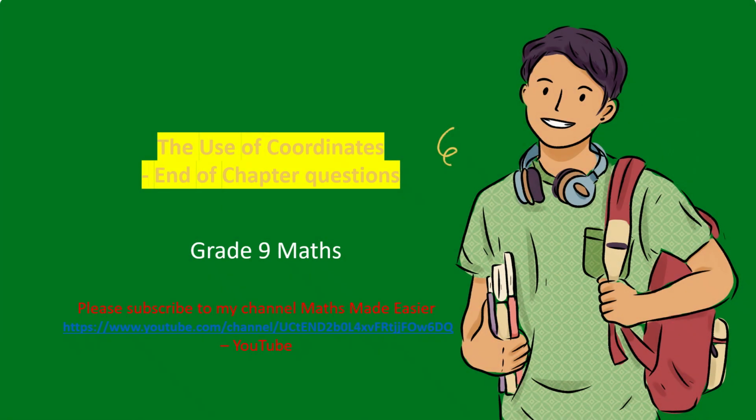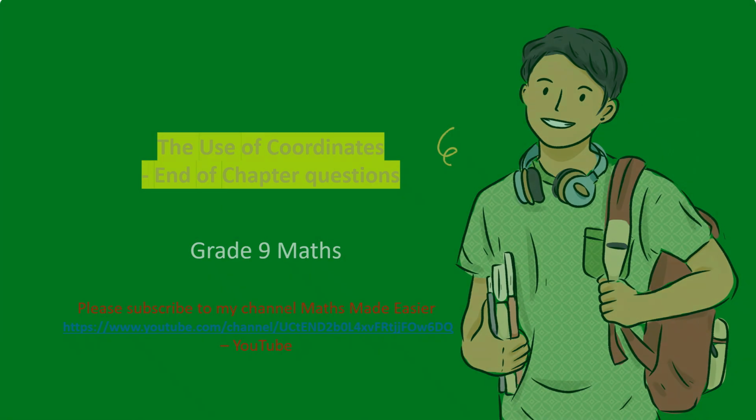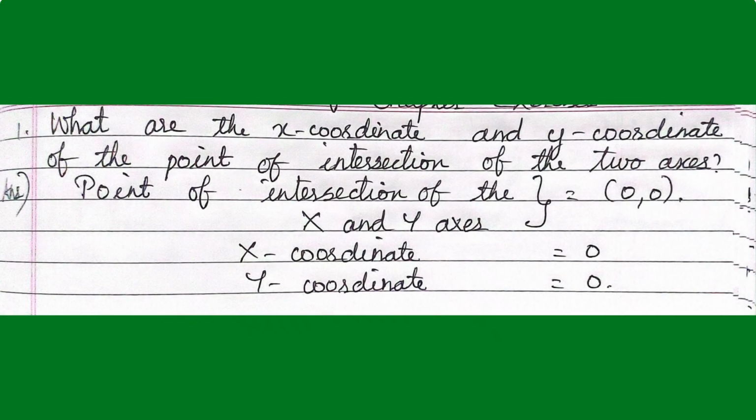End of chapter questions under the use of coordinates. The x coordinate and y coordinate of the point of intersection of the two axes. The point of intersection of the two axes, that is the x and the y axis, is called the origin, and it has the x and y coordinates as 0, 0.